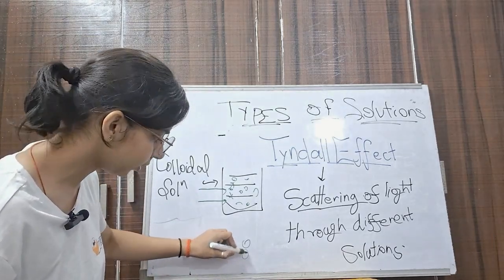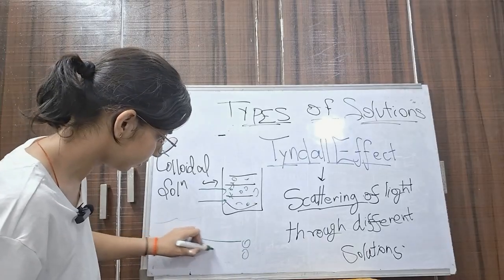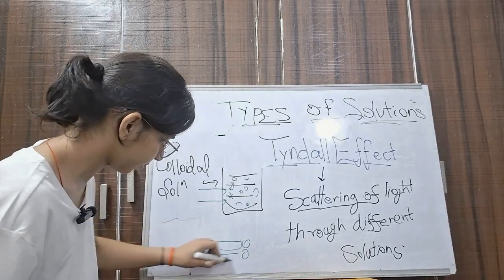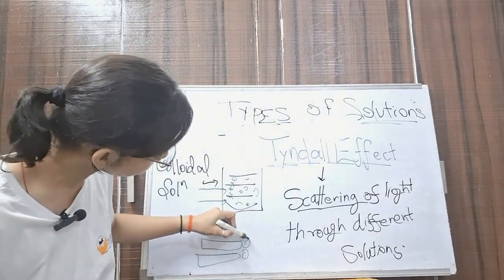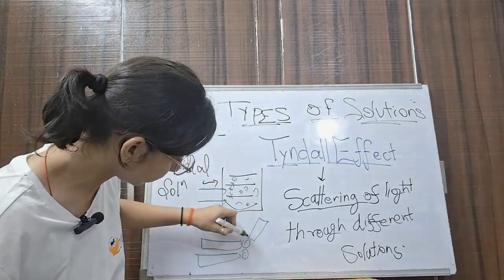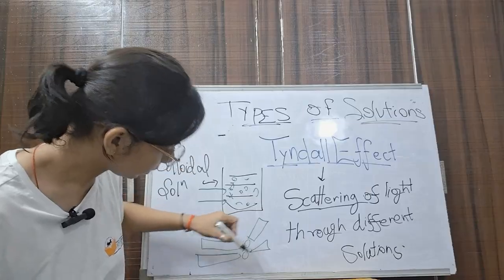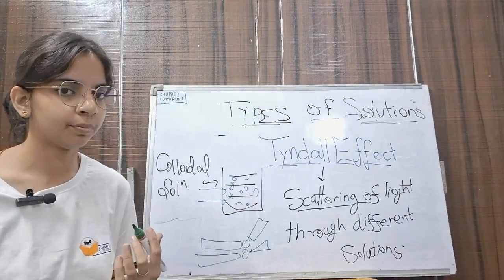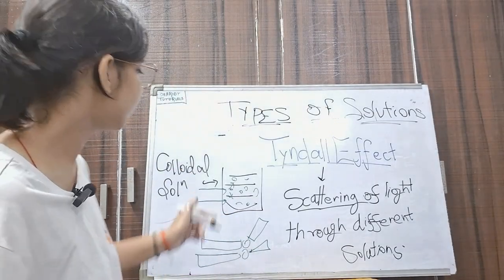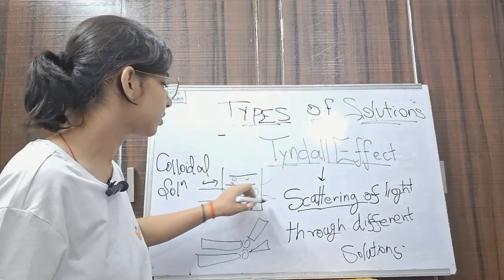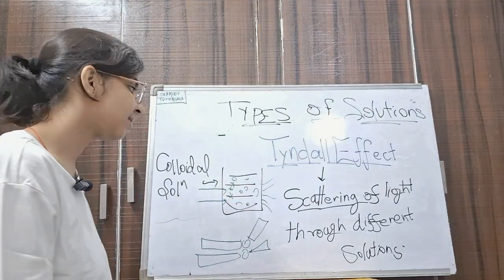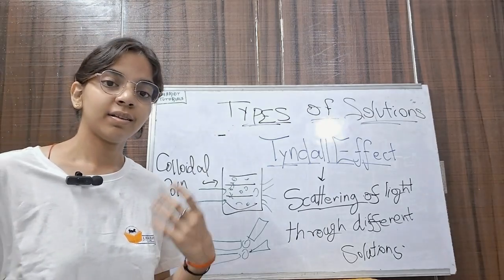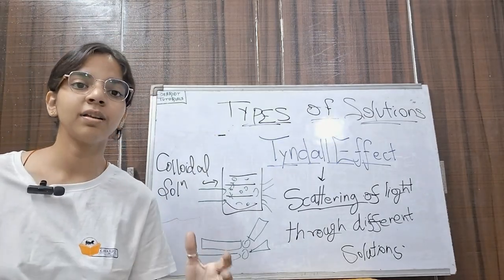These are the particles and this is the light ray coming, right? So now these are able to scatter light up to some extent. This is what you see in your dark room, right? That is why they are able to scatter the light to some extent. But now let's see the solution where the maximum Tyndall effect is seen, right?